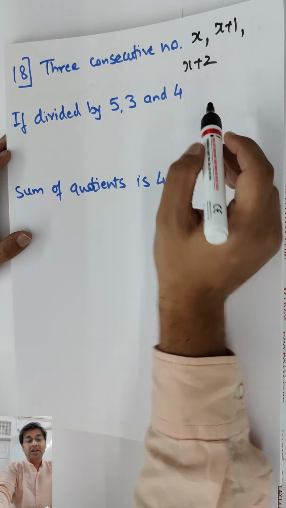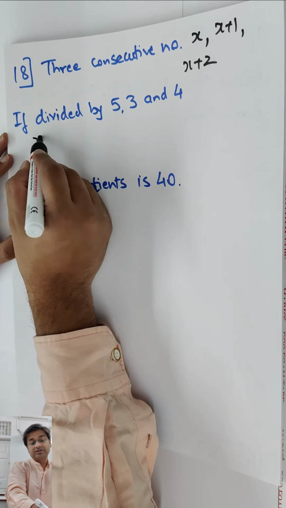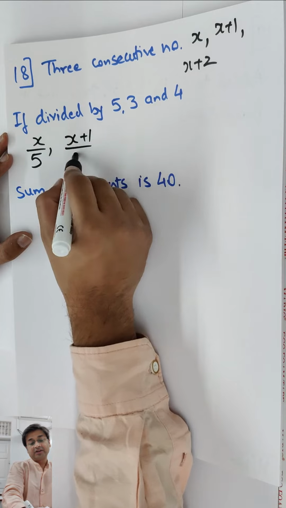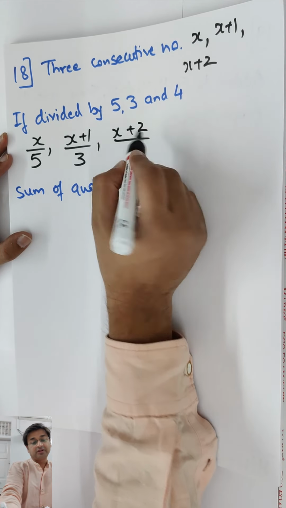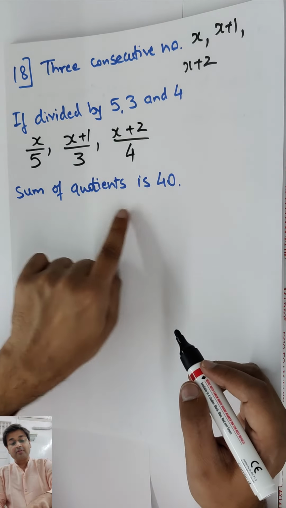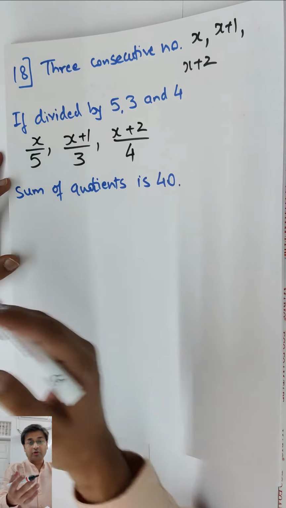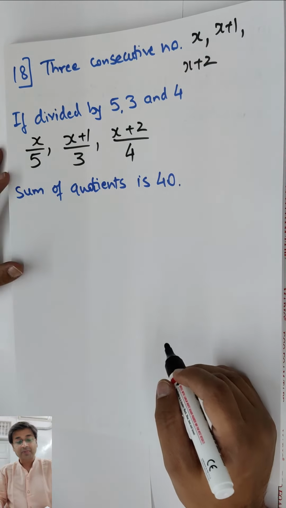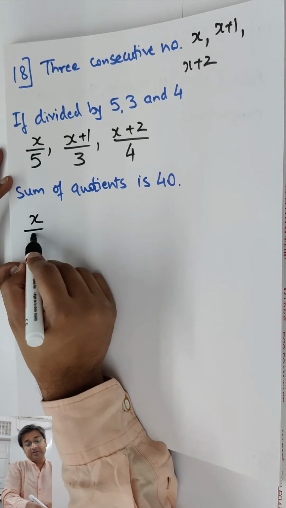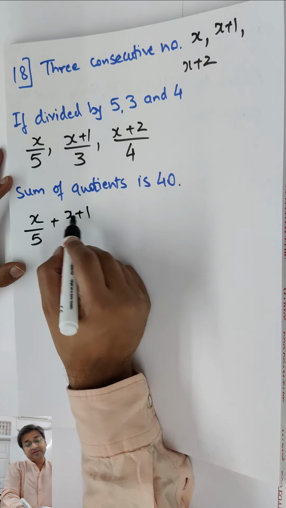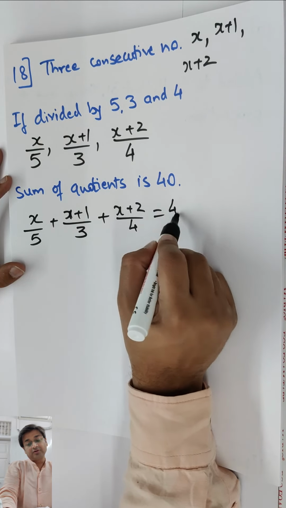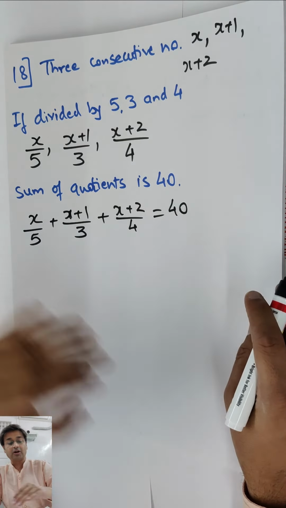So it depends, okay? The first number is divided by 5, the next number is divided by 3, and the next number is divided by 4. Sum of their quotients. Now this is the quotient. What you get after dividing is the quotient. So this is the quotient itself. Sum of their quotients means this plus this plus this is equal to 40.